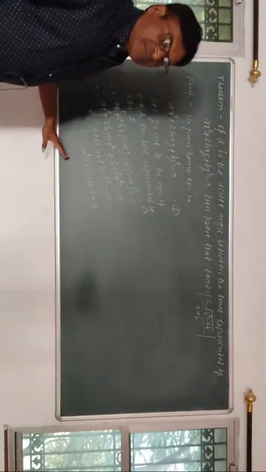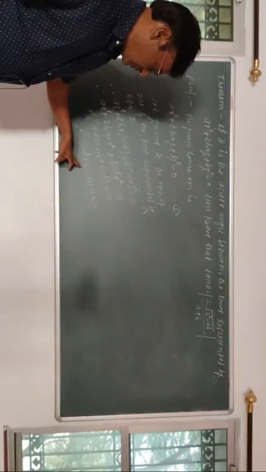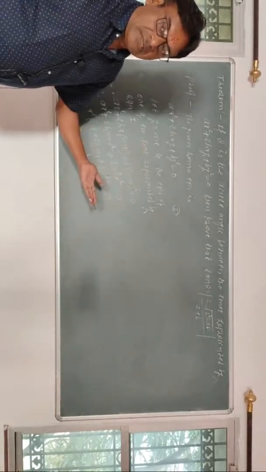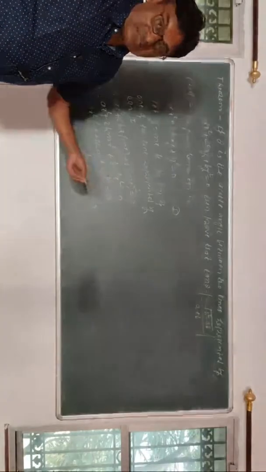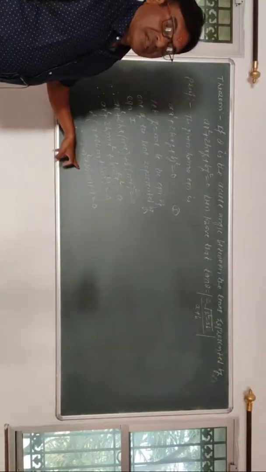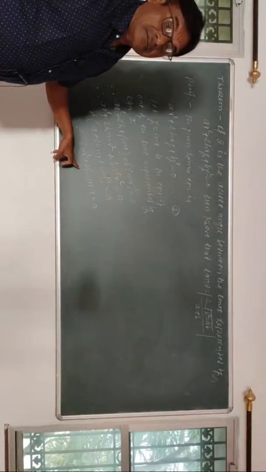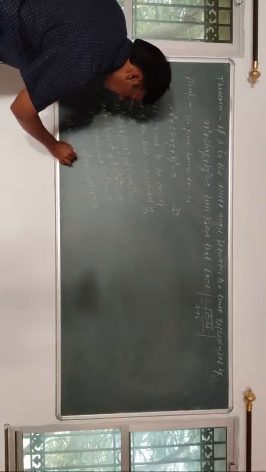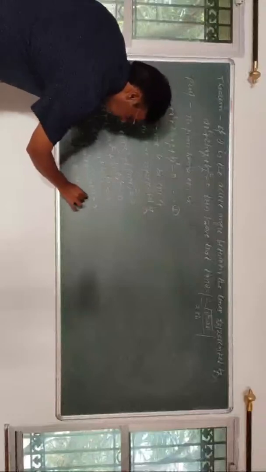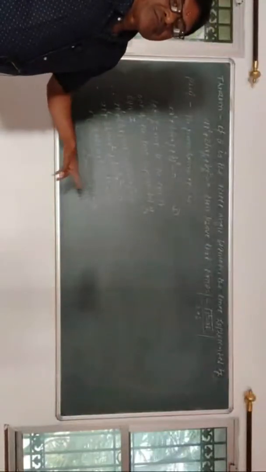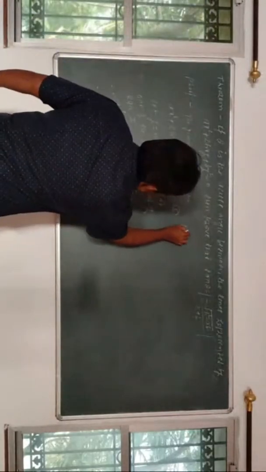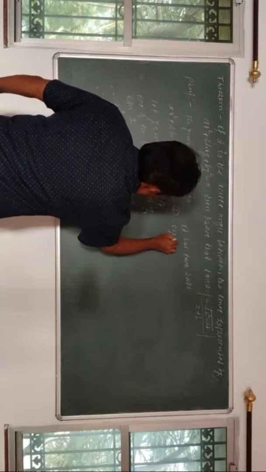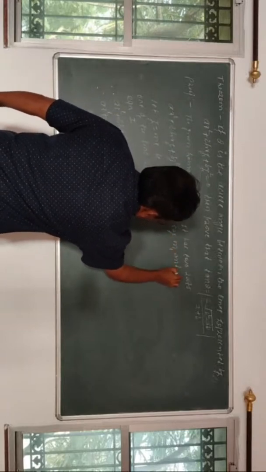And we observe this equation: bm square plus 2hm plus a equals to 0. This is a quadratic equation in m, of the type of the standard quadratic equation ax square plus bx plus c. It has two roots, say m1 and m2.